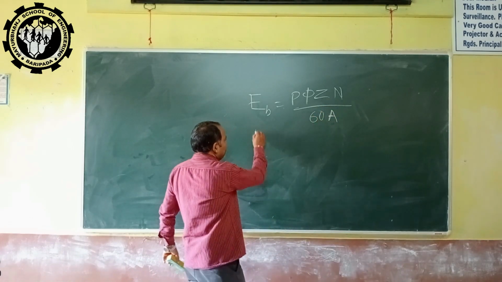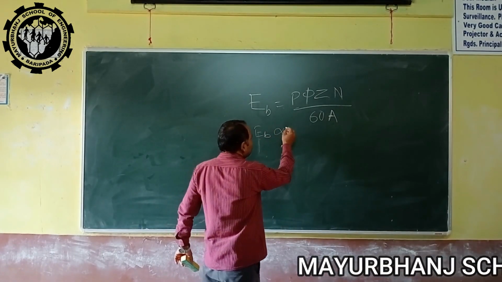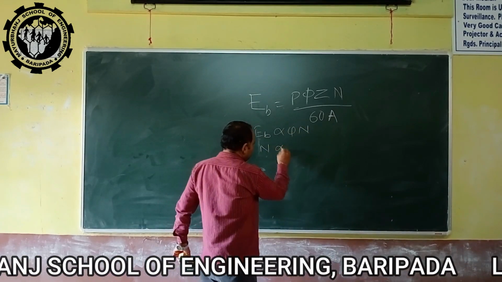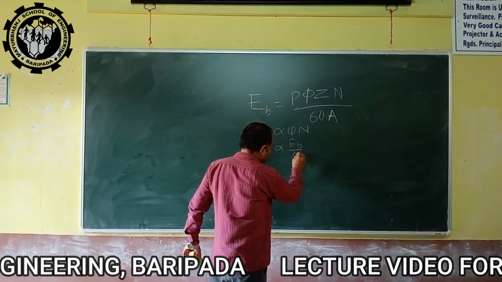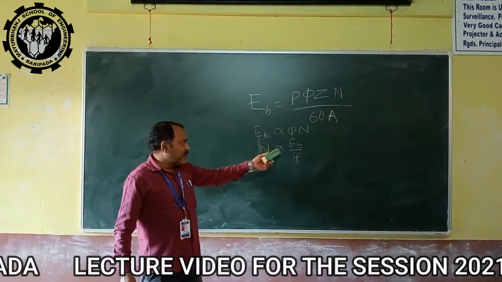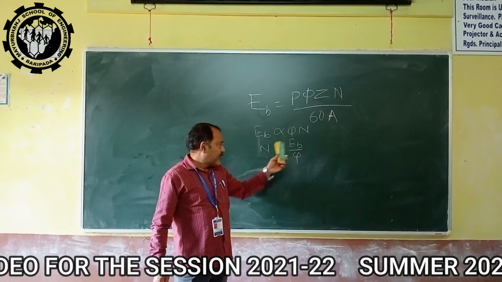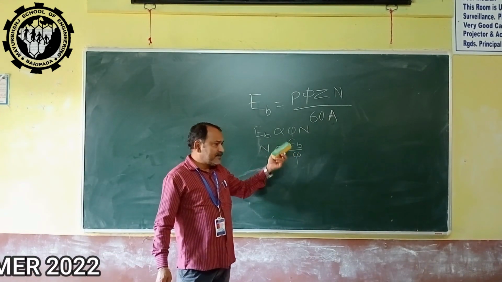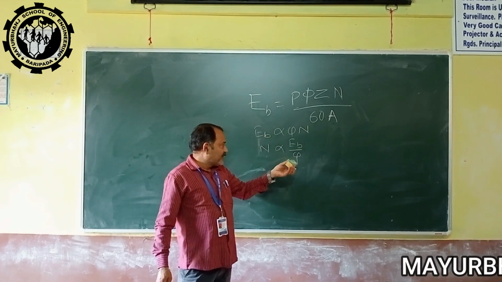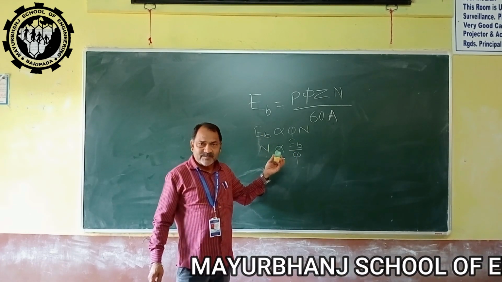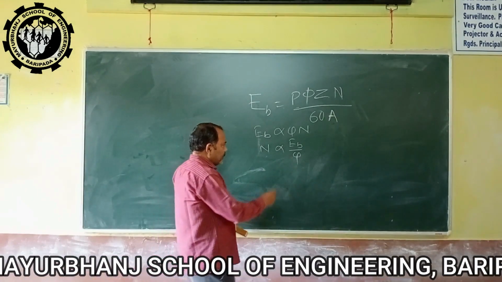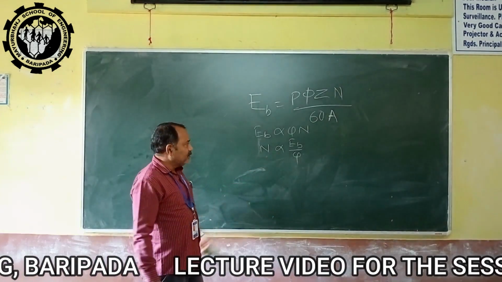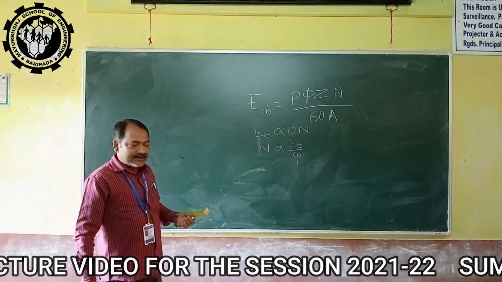So we can say Eb is directly proportional to φN, so N is directly proportional to Eb by φ. Hence, speed is directly proportional to the back EMF of the motor and inversely proportional to the flux. With these two variables, we can define two different methods for controlling the speed of DC shunt motors. For controlling the flux, we can use the flux control method.